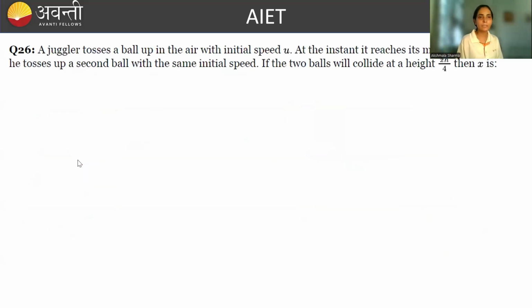Now, a juggler tosses a ball up in the air with initial speed u. What is the initial speed with which it is getting juggled? I mean, it is getting tossed up. That is u. At the instant it reaches its maximum height h.